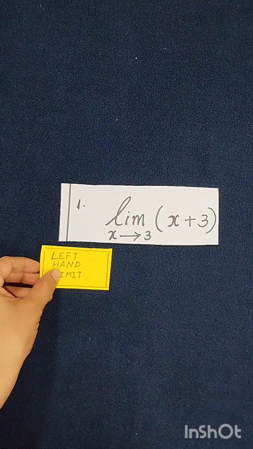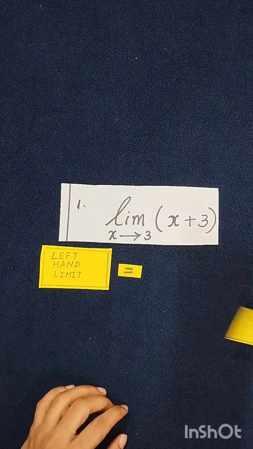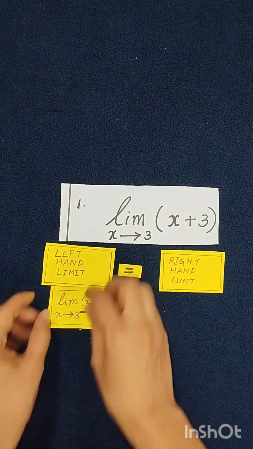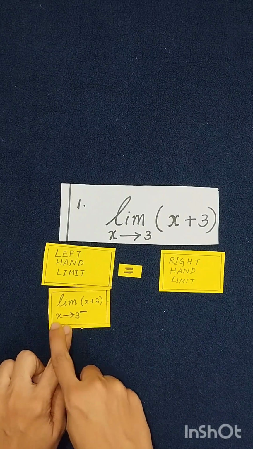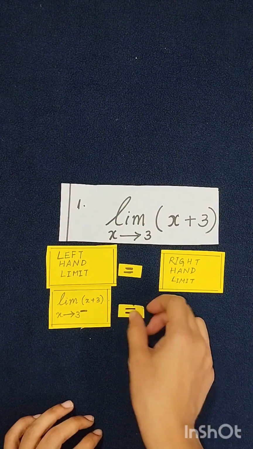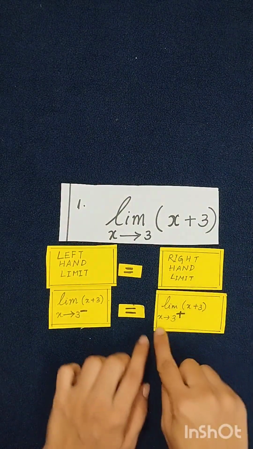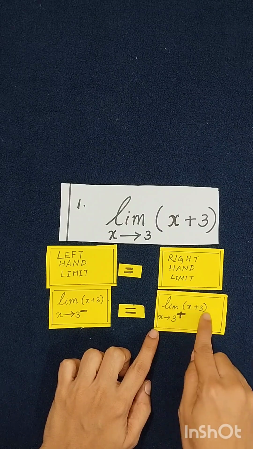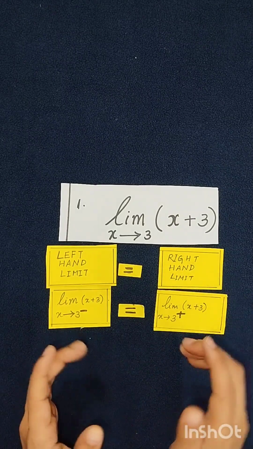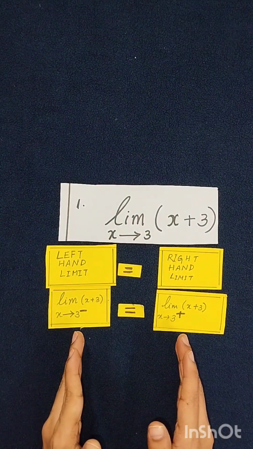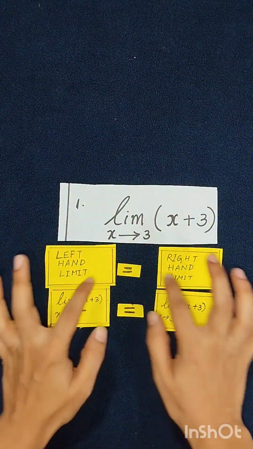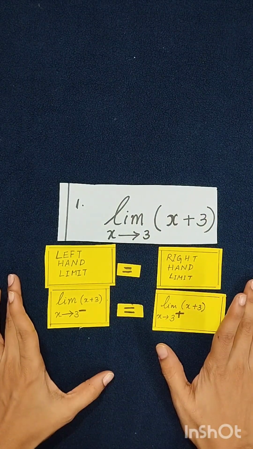The limit of any function can only exist if the left hand limit is equal to the right hand limit. So how do we write the left hand limit? That is, limit when x approaches or x tends to 3 minus is equal to limit x tends to 3 plus of x plus 3. So minus indicates the left hand limit, plus indicates the right hand limit. Only if both are equal, we say that the limit exists. And if one of them fails, we say that the limit does not exist.